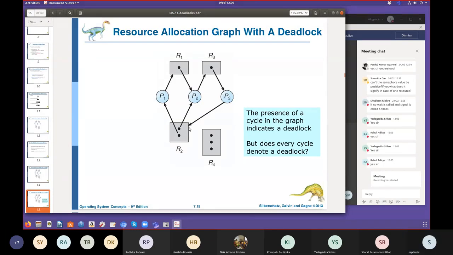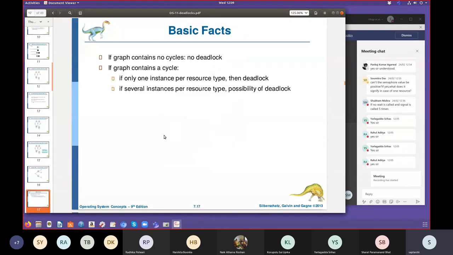We understood that the presence of a cycle in this graph may indicate a deadlock. It's not essential; you might say it's a necessary condition, but not a sufficient one. If the graph contains no cycles, then there is no deadlock. If the graph contains a cycle, there is a possibility of a deadlock, but there is no guarantee. Yes, one guarantee is there: if there is only one instance per resource type, then a cycle becomes a sufficient condition for a deadlock also. But if there are several instances per resource type, then it cannot be said that a cycle in the resource allocation graph directly indicates a deadlock.